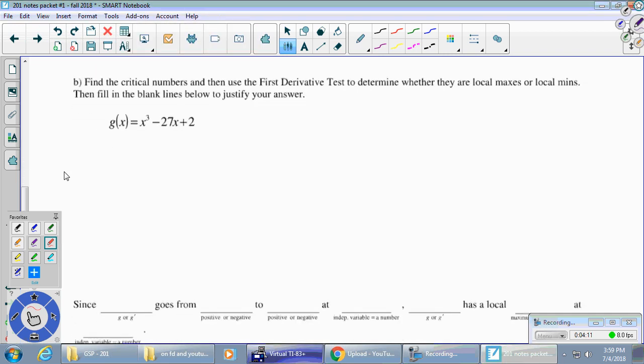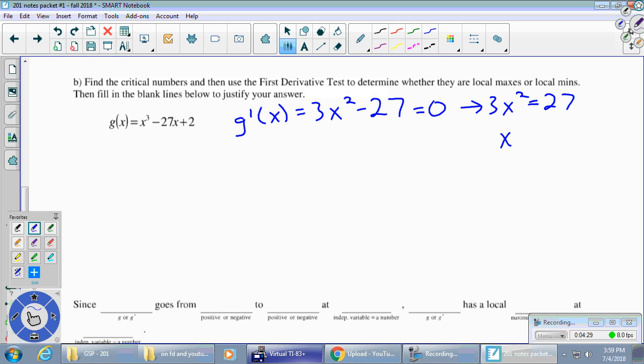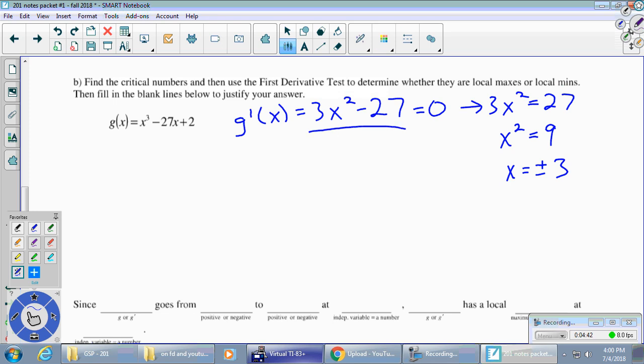B, find the critical numbers and use the first derivative test to determine whether they're maxes or mins, and then we'll justify. Okay, critical numbers means take a derivative first. 3x squared minus 27. Set it equal to 0. In this case, we don't ignore the -3. This is not an in-context problem. So those are our critical numbers. There are no other critical numbers because there's no place where this derivative is undefined. It's defined everywhere.